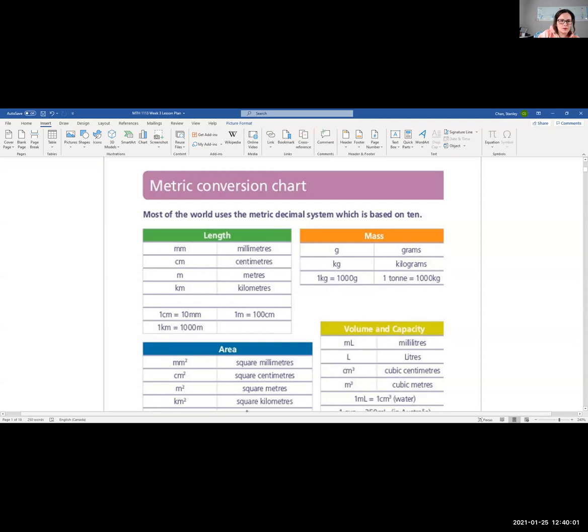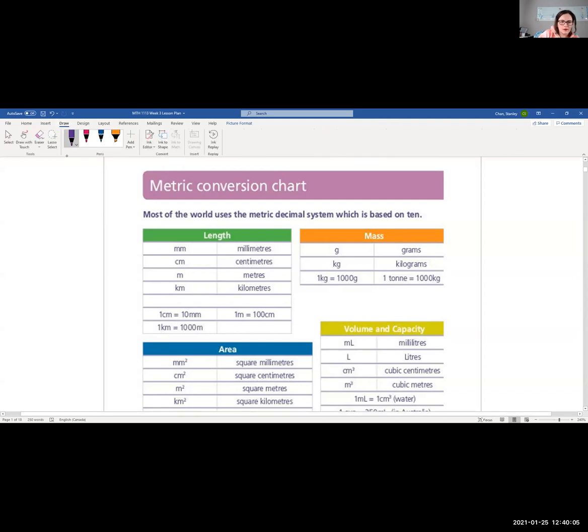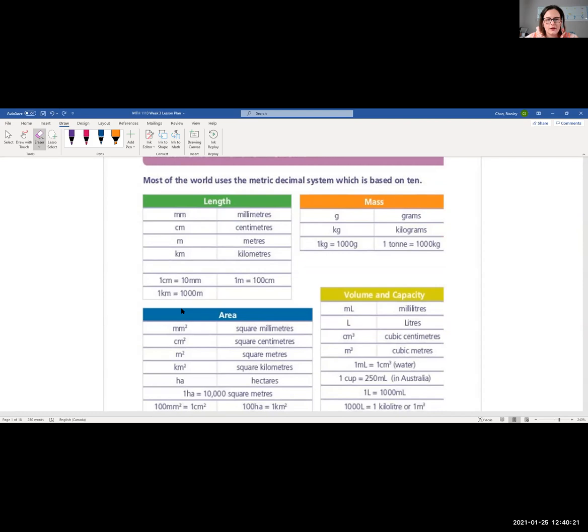So 100 centimeters equals 1 meter. Oh yeah, it says it right there. Whoops. Okay, never mind. I didn't have to write that. And then, so for a kilometer equals 1,000 meters. So once we have these factors, we can actually convert from one unit to the other unit.